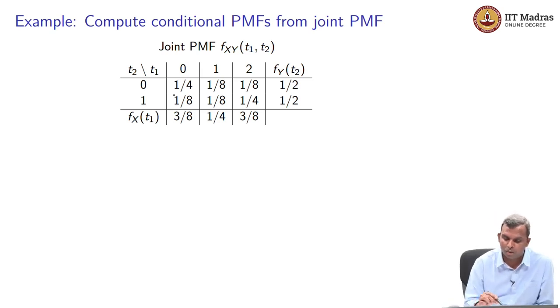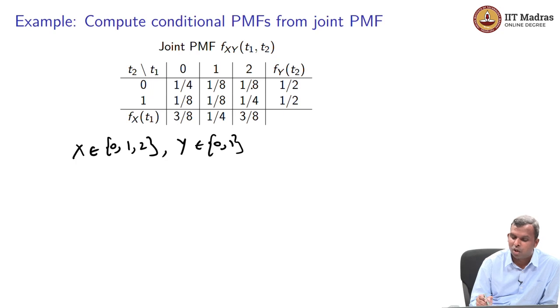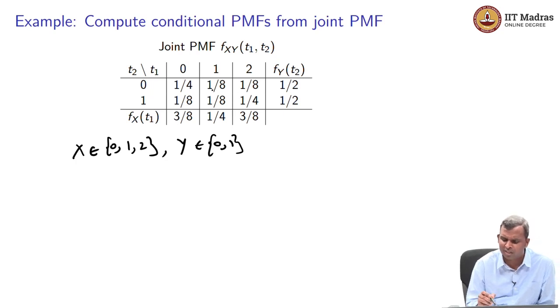Notice how the joint PMF and the marginal are given to us. From the joint PMF you can identify that the range of x is 0, 1, 2. A better way to write it is x belongs to 0, 1, 2, y belongs to 0, 1. And the joint PMF is given. You can quickly check that it's all valid. 1 by 8 appears 4 times, that's half. 1 by 4 appears twice, that's another half.